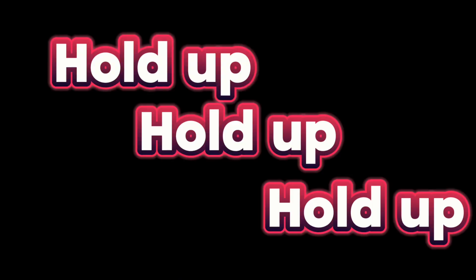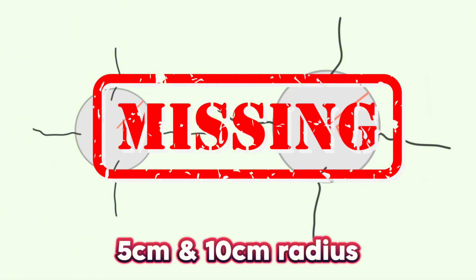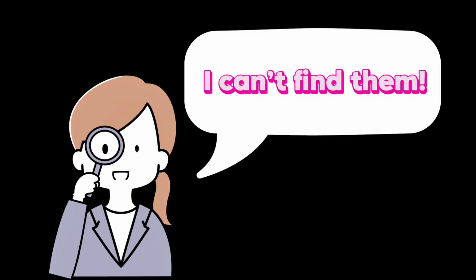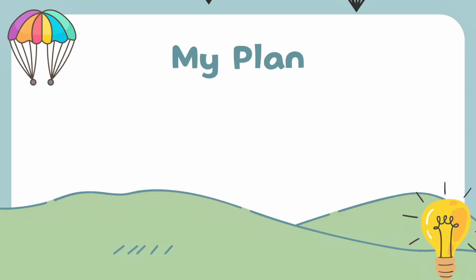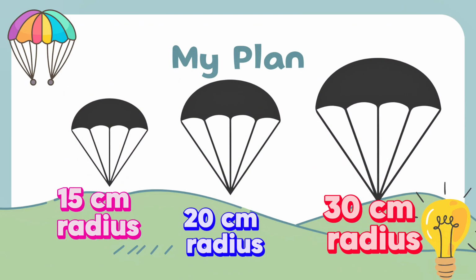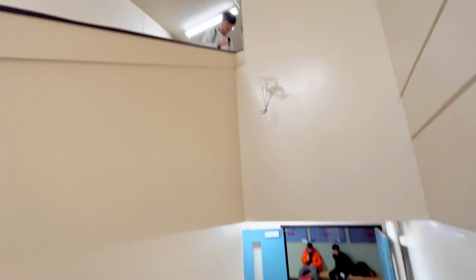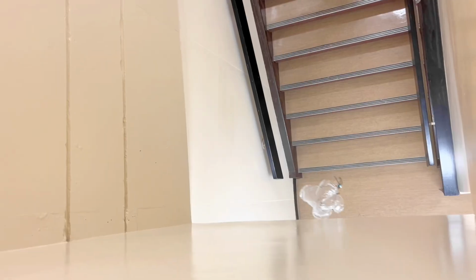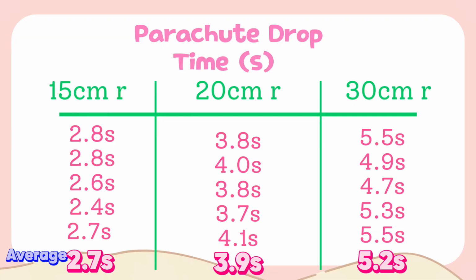Hold up. On the day of, I noticed that 2 of my parachutes went missing. I went everywhere to find them, but who knew where they went? So the plan has changed. We're now going to test just 3 parachutes instead of 5. I dropped each parachute 5 times while timing with the phone, and these were the results. I also included the average time too.